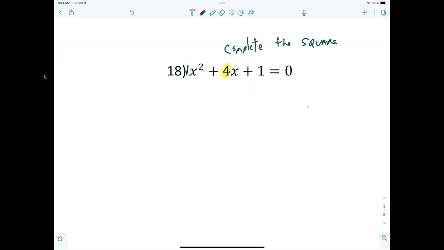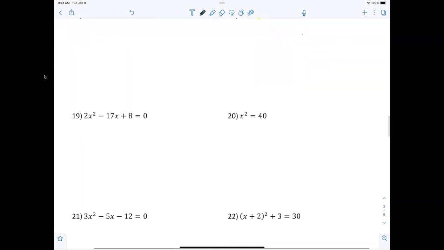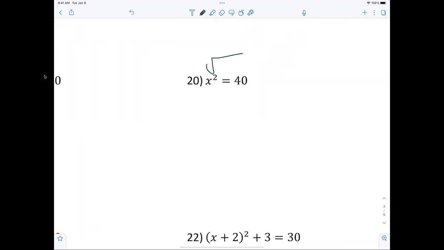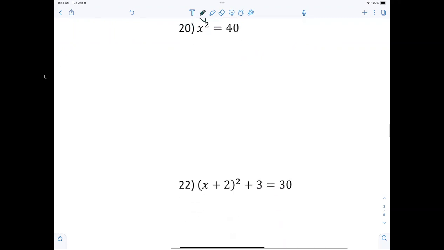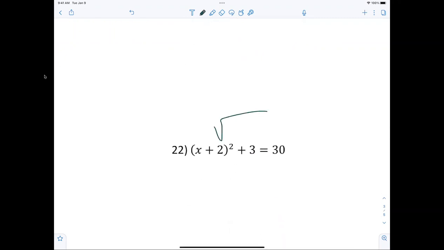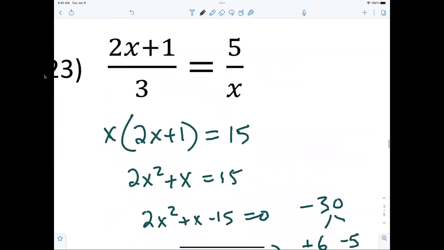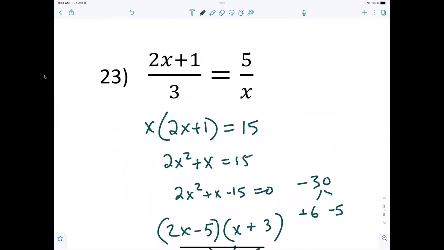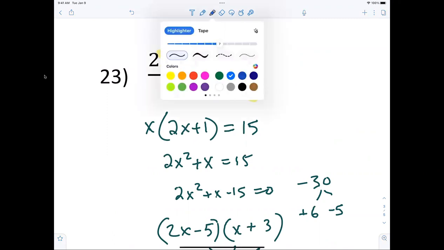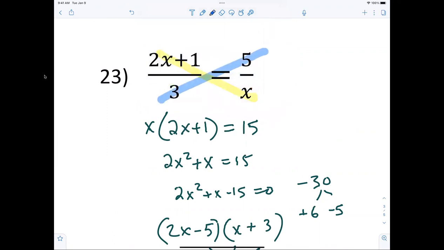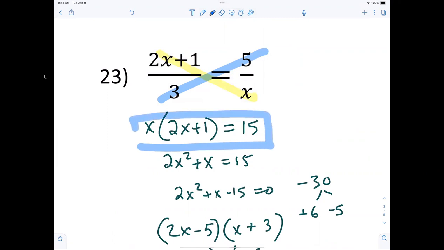Let's look down at 20. This one, we just straight take the square root. 22, we're going to take the square root. Isolate. Now, number 23, everybody take a quick look at 23. To solve this, we do what? Cross multiply. That's what we start out with when we cross multiply.